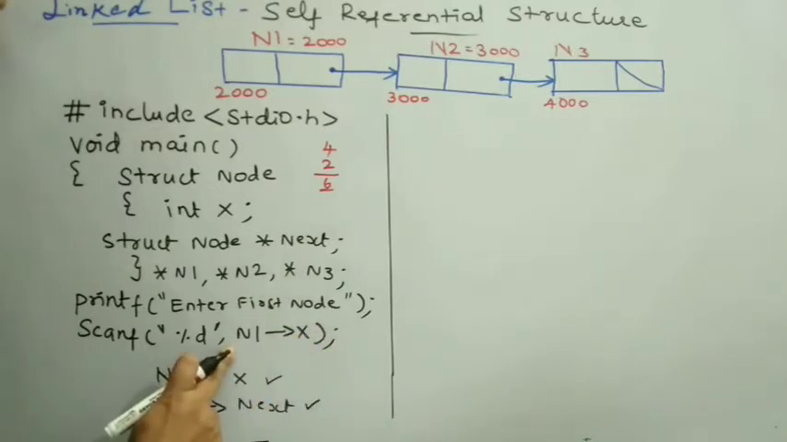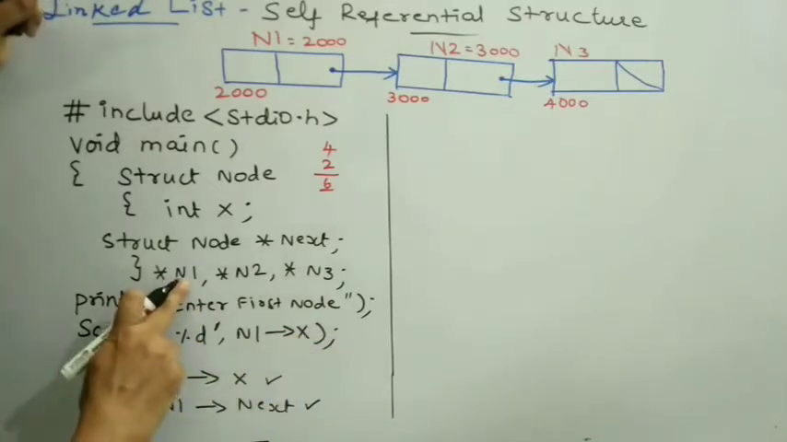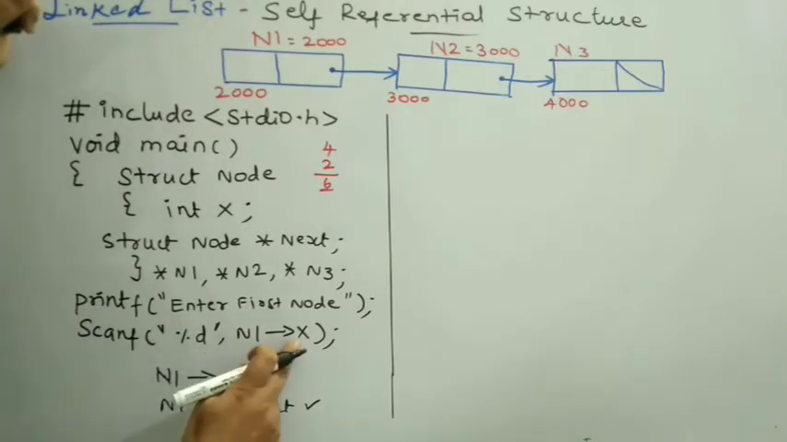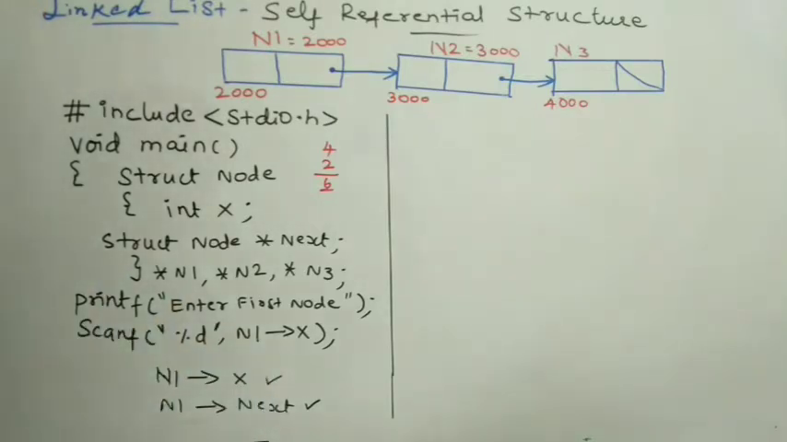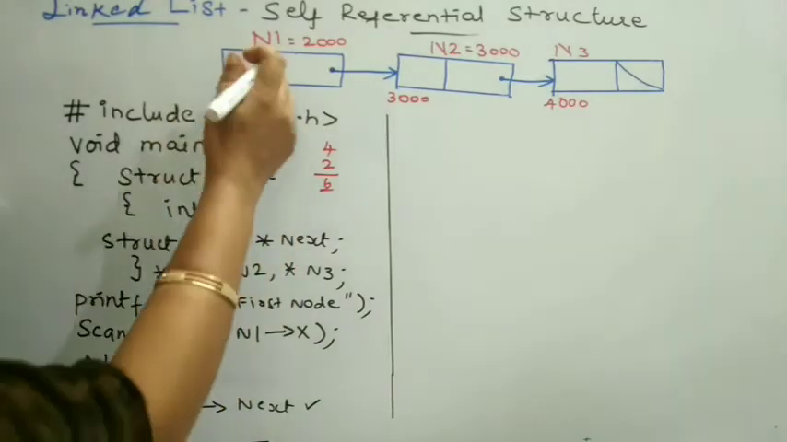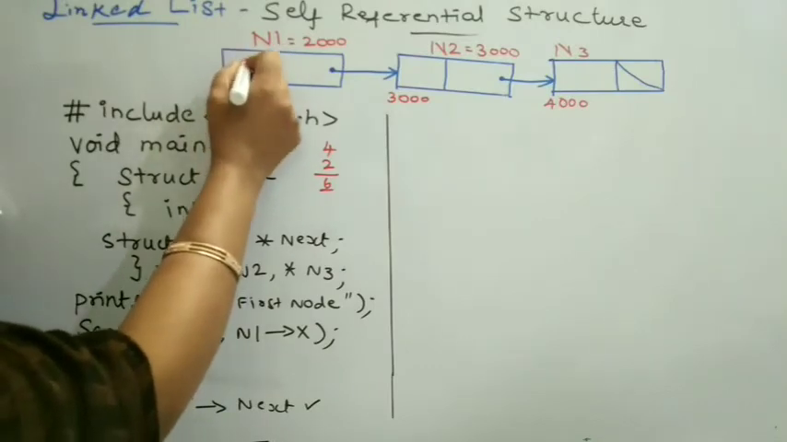Do I need to use this ampersand symbol? Of course not, since n1 is a pointer variable. No need to specify the ampersand symbol. Already n1 contains the memory address allocated for this data member x. Next, I need to assign a value for the next data member, n1 arrowhead next. When this statement is executed, suppose I give the value 10, then 10 will be assigned in the memory address allocated for data member x of n1.